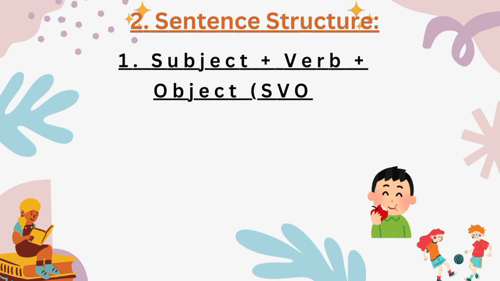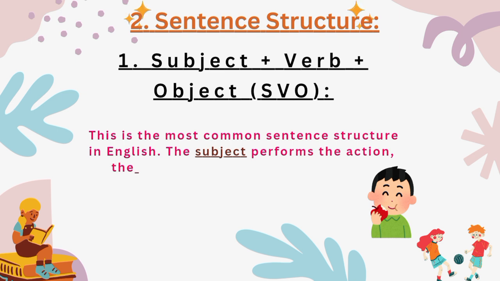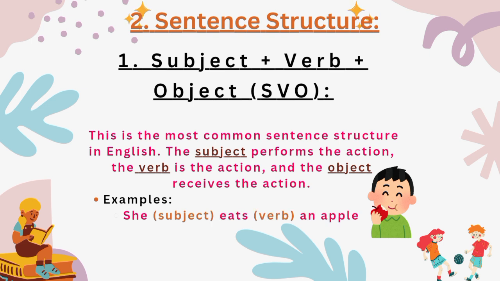Next, we are going to learn about a common way to build sentences in English: the subject plus verb plus object, SVO structure. This is one of the most basic and important structures for creating clear sentences. Let's break it down. This is the most common sentence structure in English. You should know what is subject, verb and object. The subject performs the action, the verb is the action and the object receives the action.